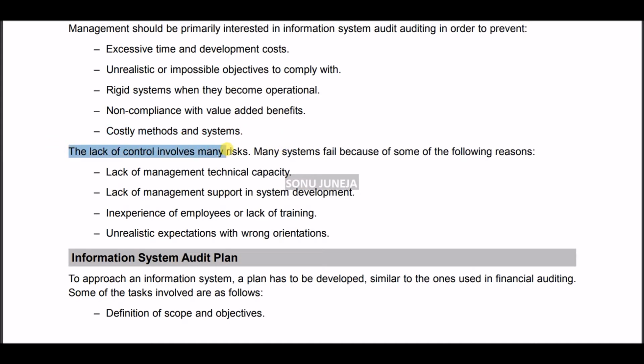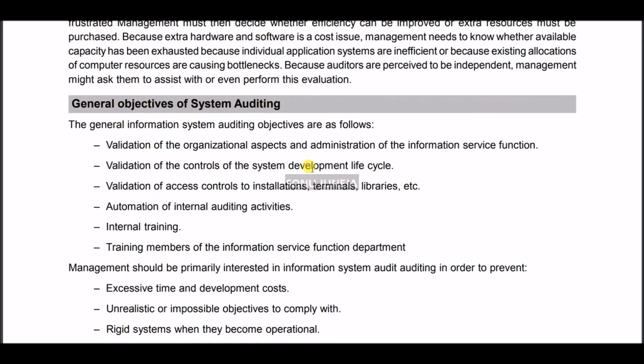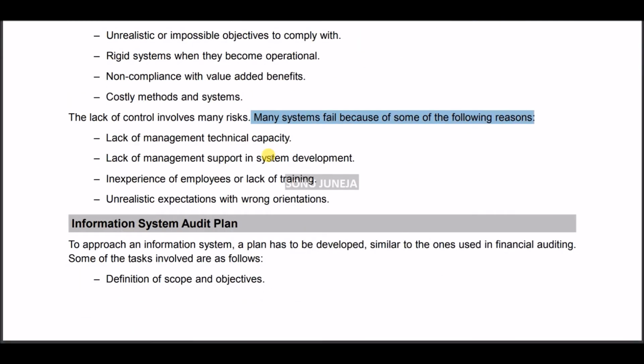The lack of control involves many risks. Some systems fail because of the following. So what is the reason that information technology is not able to perform as per your needs? You don't have technical capacity, management support is lacking, inexperience of employees, lack of training, unrealistic expectations or wrong orientation. Unrealistic expectations: in the system audit, you have created an information system where the employees' expectations are one thing and your expectations of the employees are another.